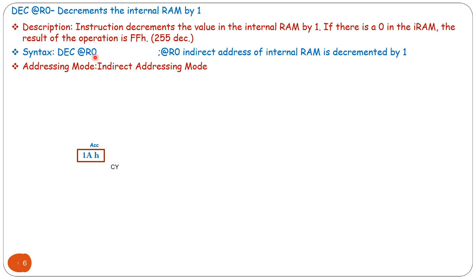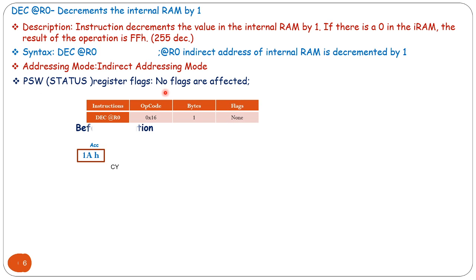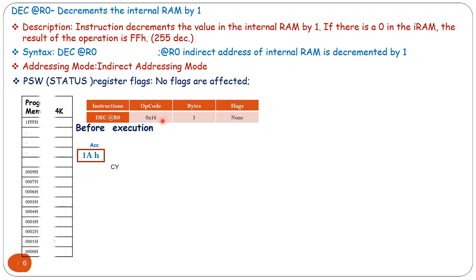Decrement at the rate R0. At the rate R0, the indirect address of internal random access memory gets decremented by 1. So this has addressing mode indirect. PSW status register, no flags are affected. Decrement at the rate R0 has operation code 19H, 1 byte instruction.